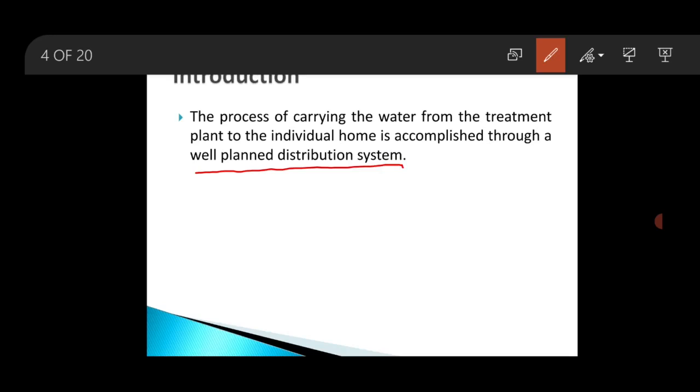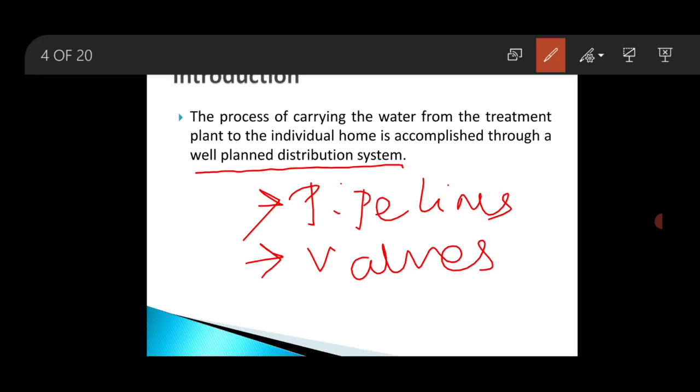Therefore, a distribution system consists of pipelines of various sizes for carrying the water to the streets, valves for controlling the flow in the pipes, service connections to the individual homes, meters for measuring discharges, and pumps for lifting and forcing the water into the distribution pipe.